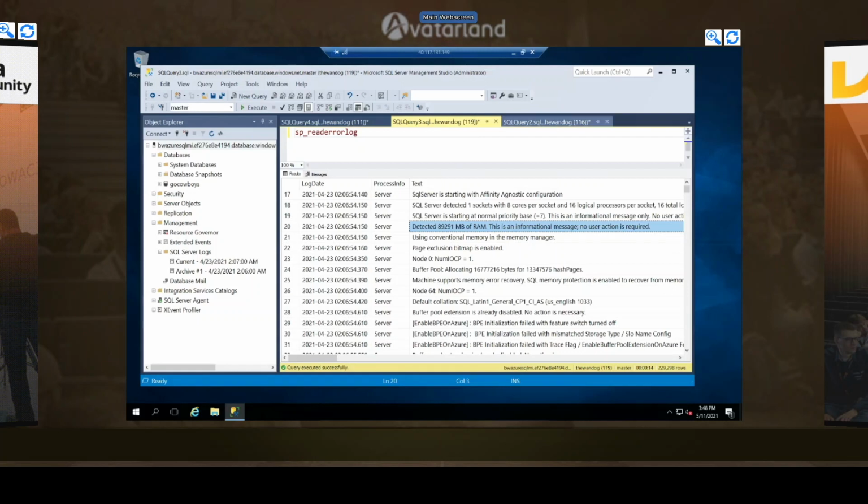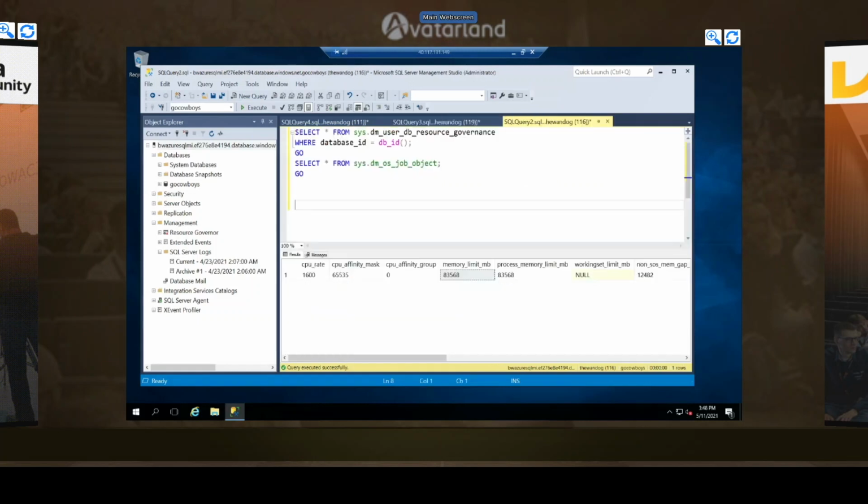But if you go over here to look at this query, which is a special query for Azure, you can see here that the limit is a lot lower. And here's the job object to show it to you. If I run the job object, it shows you here that I'm only giving you about 82 gig.